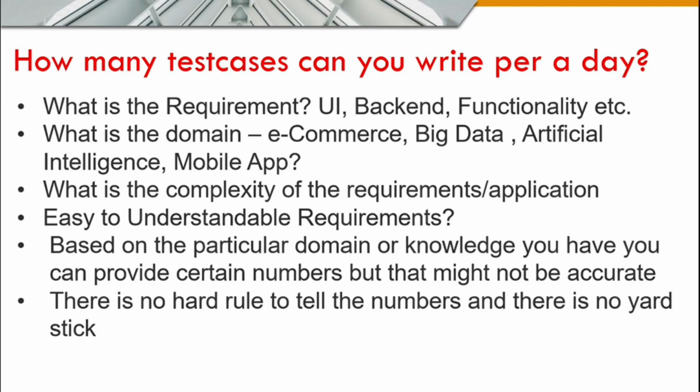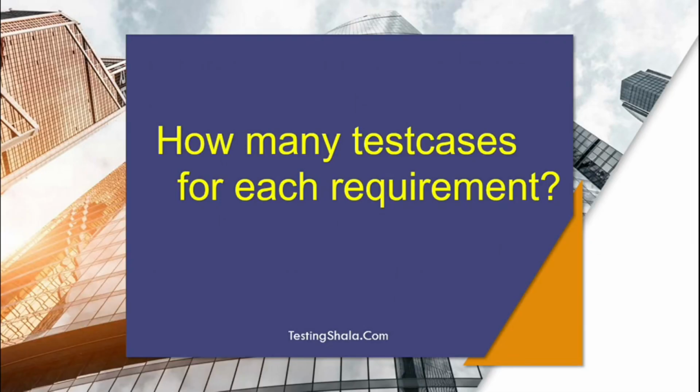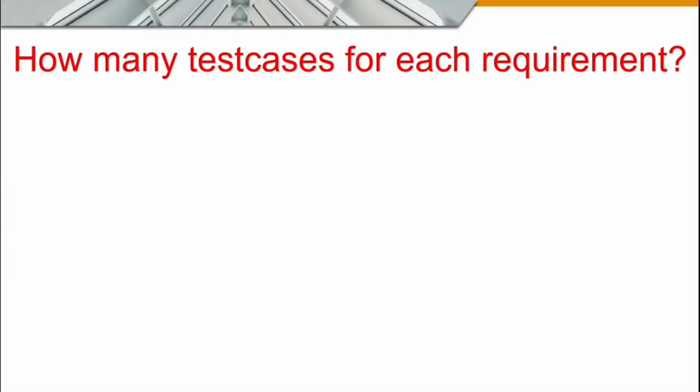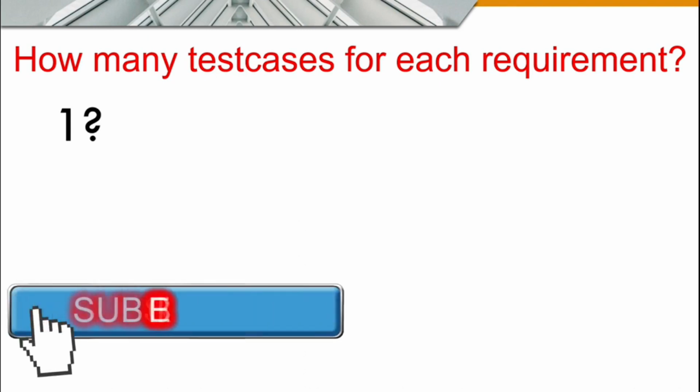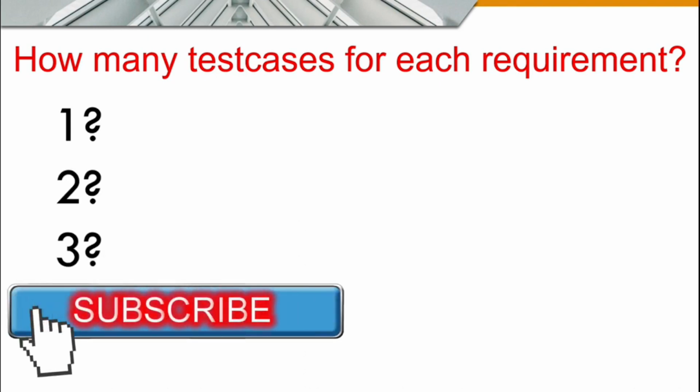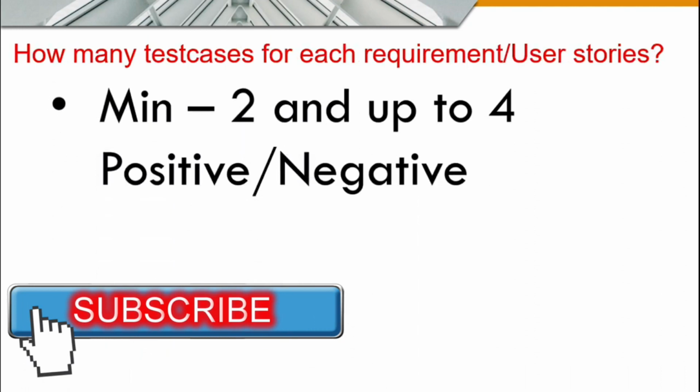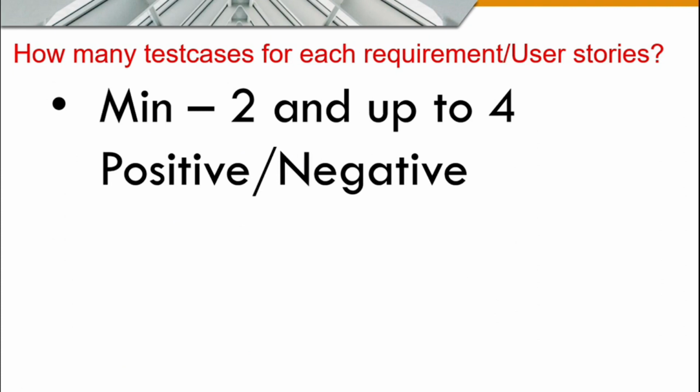Then the second interview question is, how many test cases can you write per given requirement or user story? Here also there is no hard and fast rule. You should not go and answer I can write 1 test case per requirement, 2, 3, 4 and so on. As a rule of thumb, a minimum of 2 test cases can be written, which are the straightforward positive and negative test cases, and it can go up to 4 test cases by considering boundary conditions and equivalence partitioning, up to a maximum of 4 test cases.